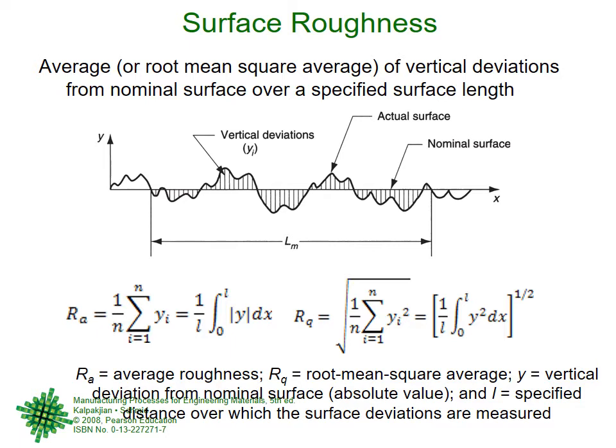So this is just the formula, right? That RA is average roughness. RA is average roughness. And RQ is the root mean square average. So this is the normal average. You just add them, plus minus, but this may not be a good value. So instead of RA, you use RQ actually, right? And Y, of course, is the vertical deviation on the surface and so on. So this is it. This is how we do it.